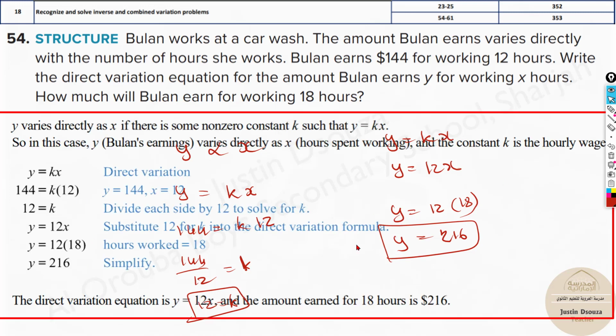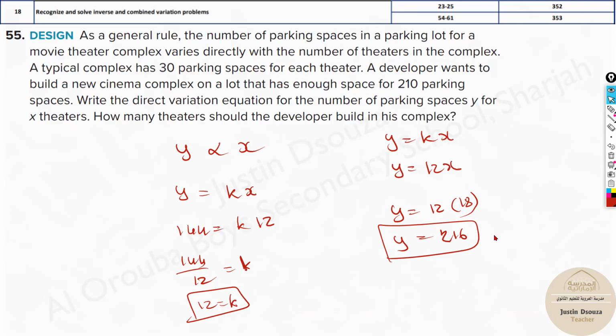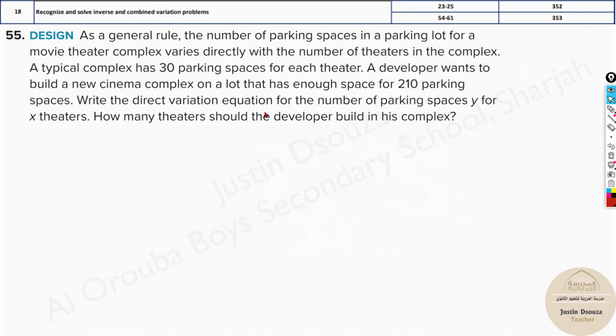So it is $216 that will be earned after working for 18 hours. So that's how we write it. Write this equation and the amount of money she earns as well. Now the other problems are similar. It's a direct variation problem.